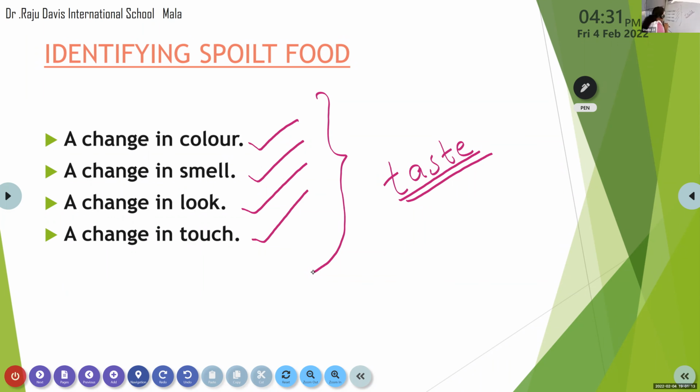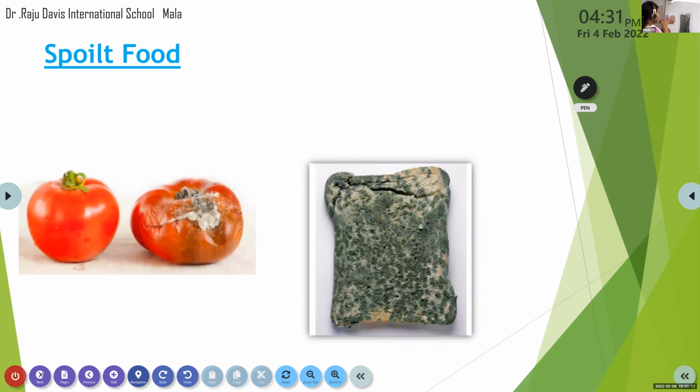So today we have to discuss the next topic. This is spoiled food. What is this? Moldy bread, spoiled food, and fresh food. Can we see the microorganisms with our eyes?